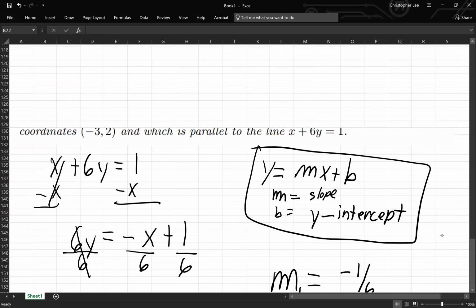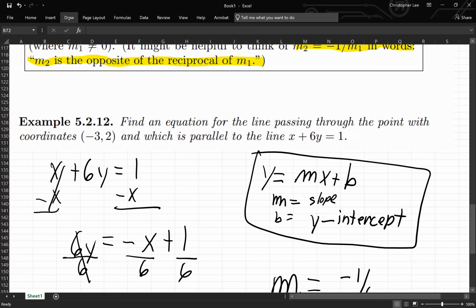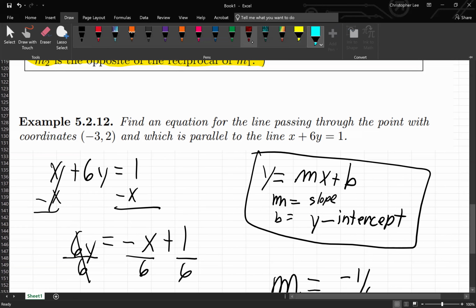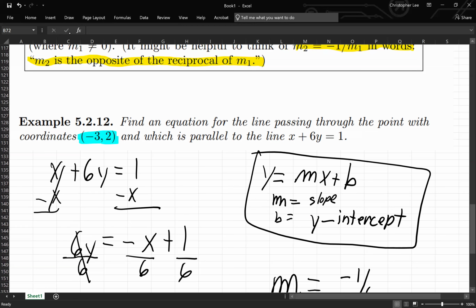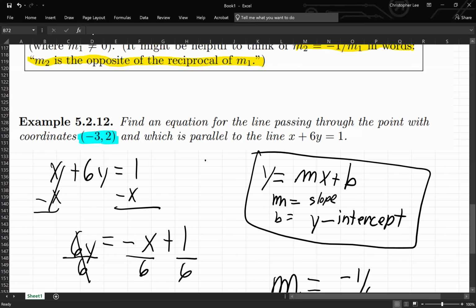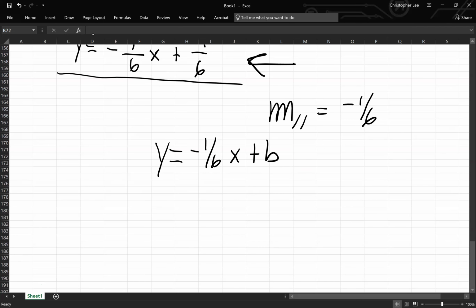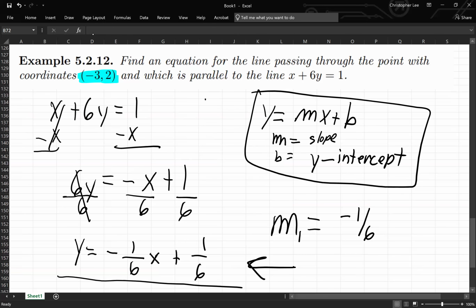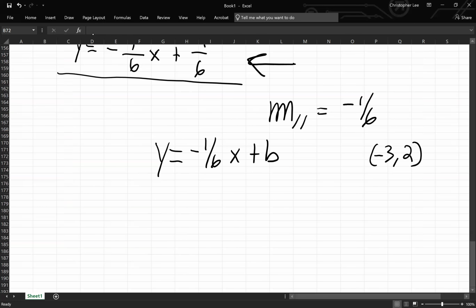So now I have y equals negative 1 over 6 x plus b. I'm given a point right here. That's negative 3, 2, right? What am I going to do with that? Don't you have to plug that in? Plug it in, right? Let me just verify that real quick. So this is going to be 2 equals negative 1 over 6 times negative 3 plus b.